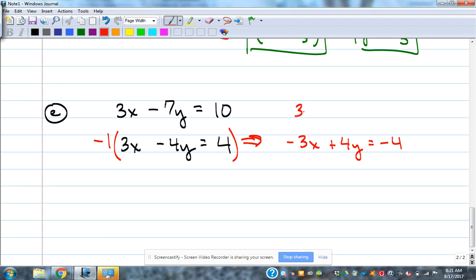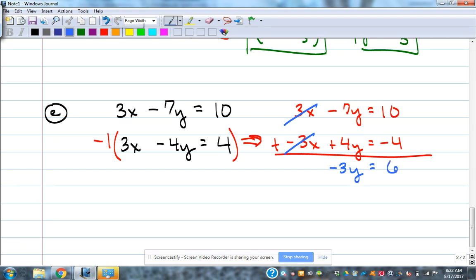And the top equation, I didn't have to do anything to. So I'm just going to copy it over. And then add them together. The x's do what? Cross each other out. They're gone. And we have -7y plus +4y, -3y. And then 10 minus 4, 6. And we get a one-step equation to solve to get a variable. That's what we want. Divide by -3. And y is -2.